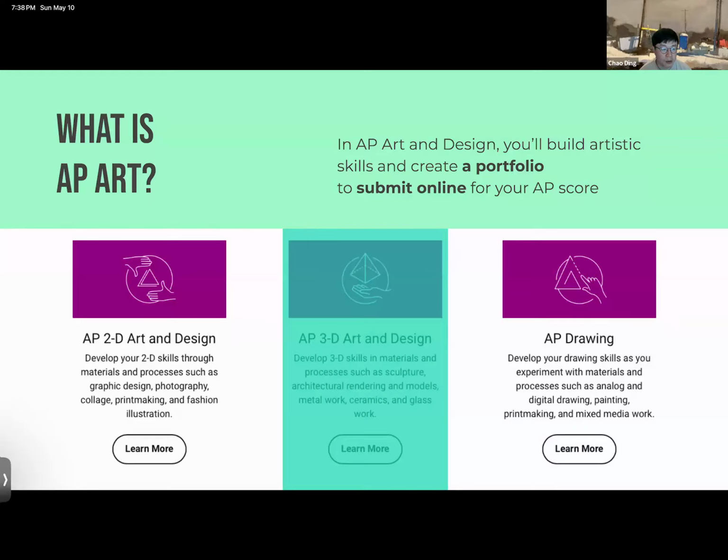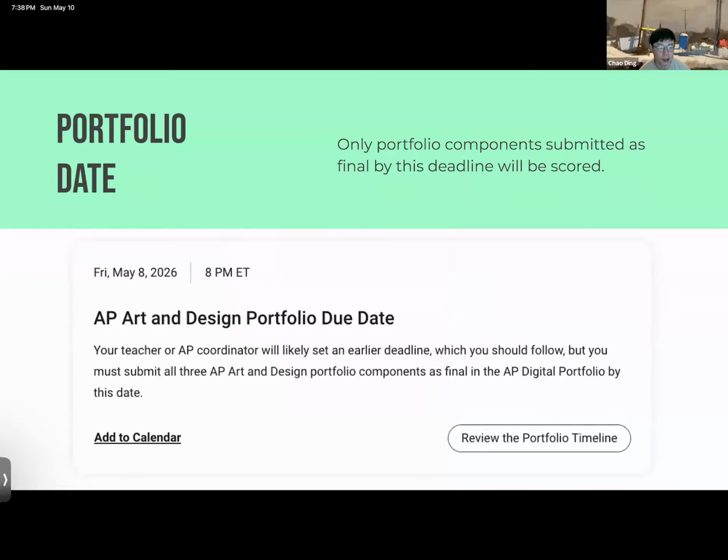So no matter which pathway a student chooses, the goal is to build creativity and concept, your technical skills, and also a strong artistic voice. And you can see that we blocked out the middle, 3D art, because at CalColor we mainly focus on AP Drawing and 2D Art and Design for now. The next slide, Joseph. Yeah, thank you.